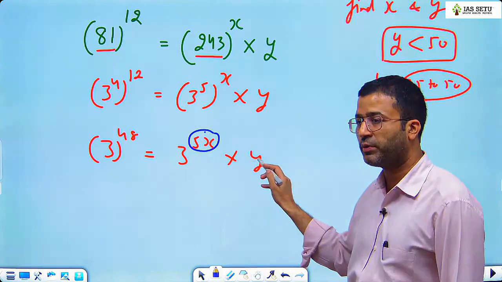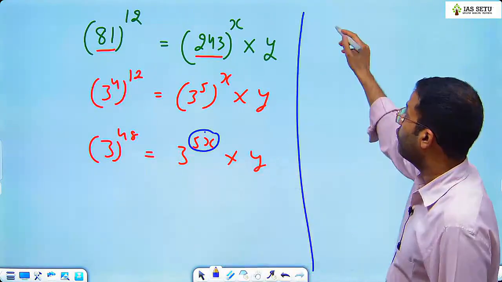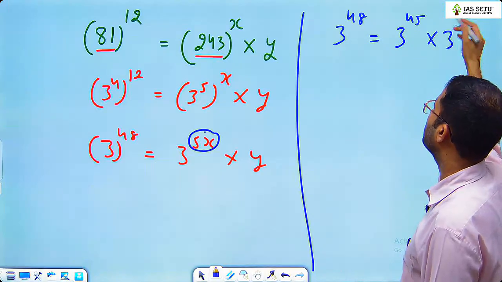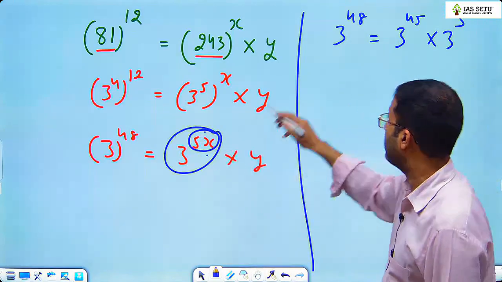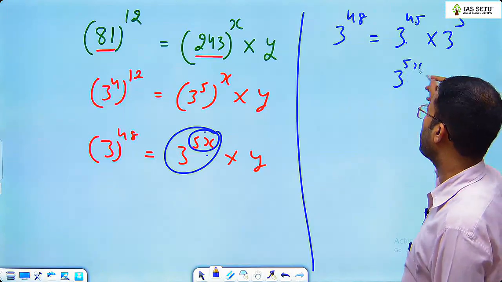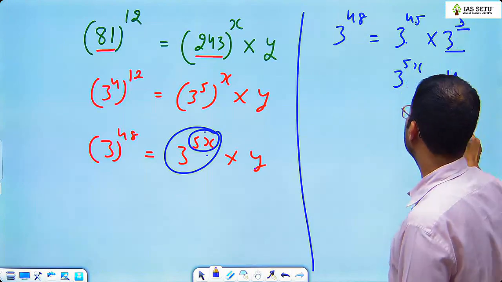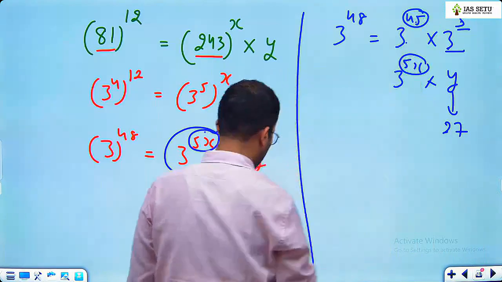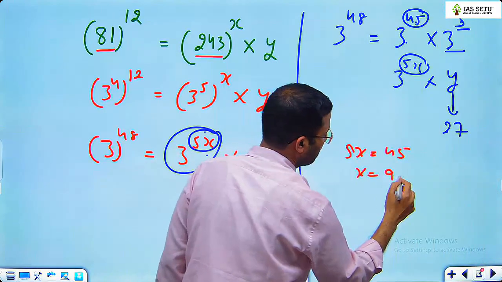So can we make this power 45? Then this will become 3 to power 3. I tell you one parallel calculation for this. What you do, you write 3 to power 48 as 3 to power 45 into 3 to power 3. Yes, can we do this? So here this 3 to power 5x represents 3 to power 45 in this particular question. And 3 to power 3 represents y. So here y is 3 cube which is 27. And when you solve x, 5x is equal to 45. If your 5x is equal to 45, value of x will be 9.